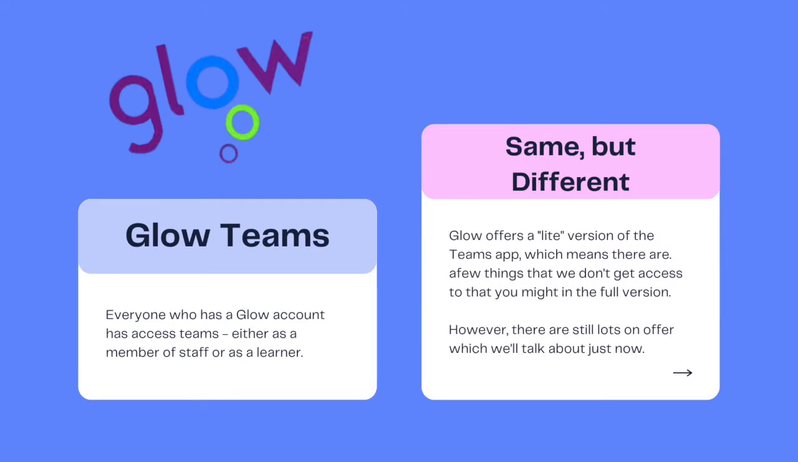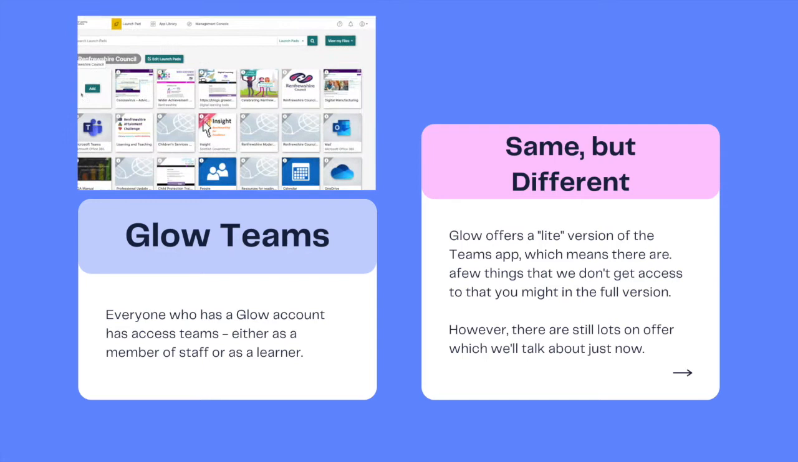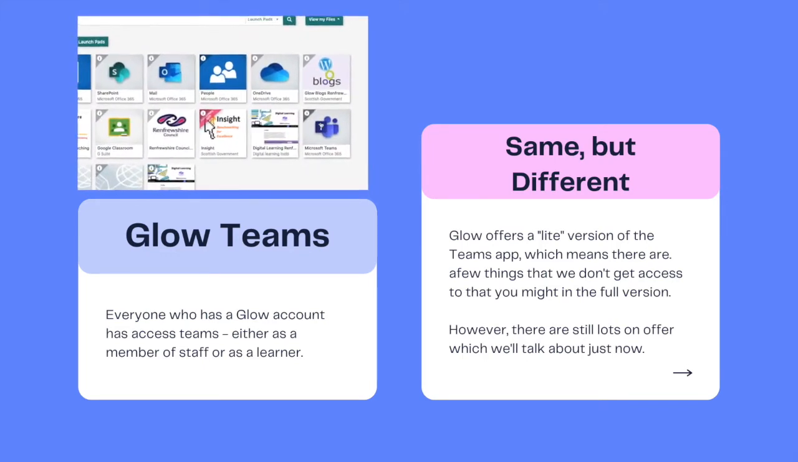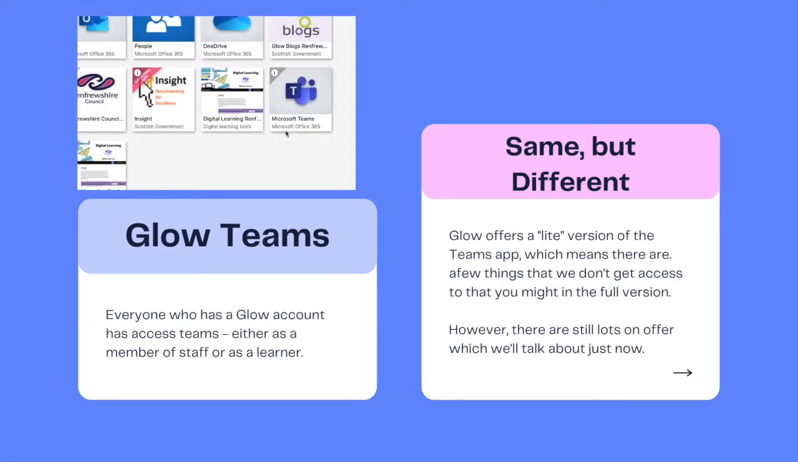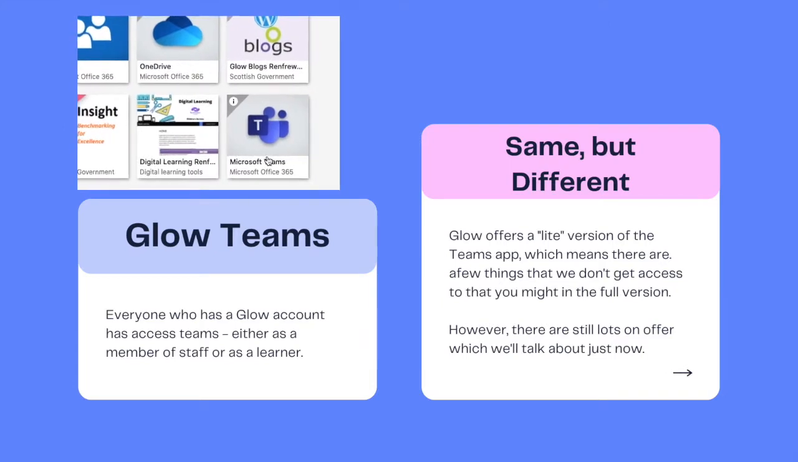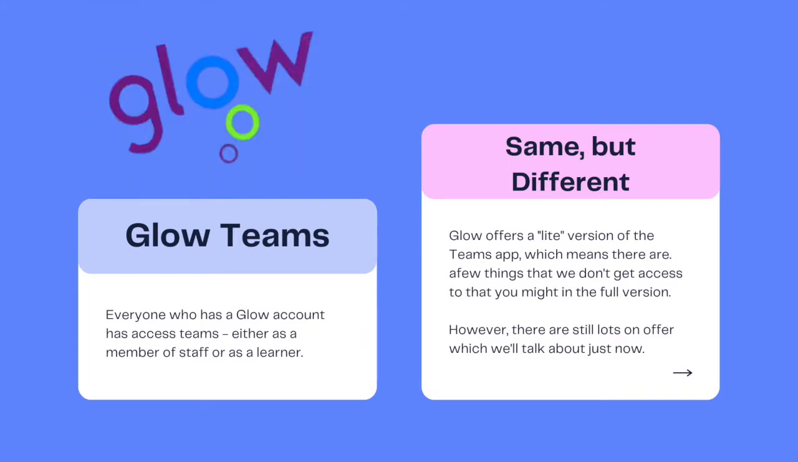So Glow provides access to many Office 365 tools. The main one that we use is arguably Microsoft Teams. Now everyone who has a Glow account has access to Teams either as a member of staff or as a learner. Now the reason I'm saying it's the same but it's different is that Glow offers a light version of the Teams app, which means there are a few things that we don't get access to that you might on the full version. However, there are still lots on offer which we will talk about as we're going through this video.